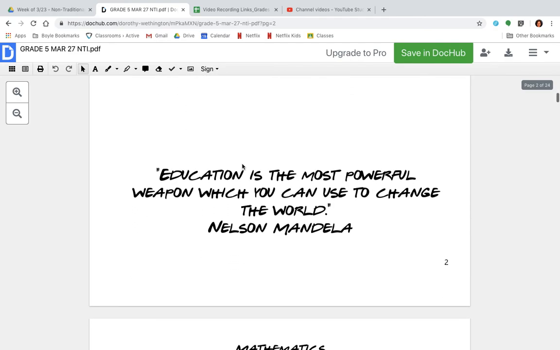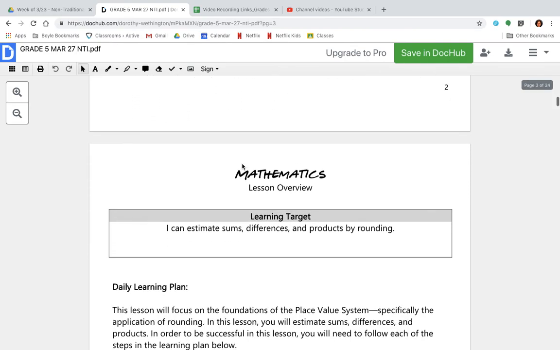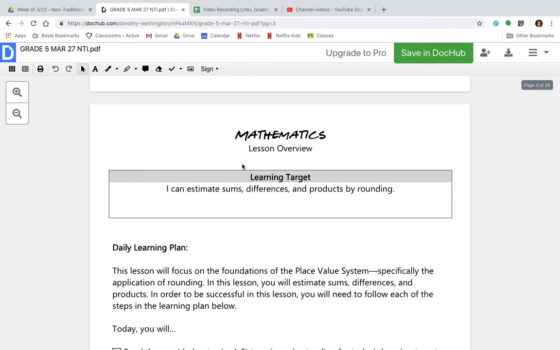Education is the most powerful weapon which you can use to change the world. Nelson Mandela. In mathematics, lesson overview.